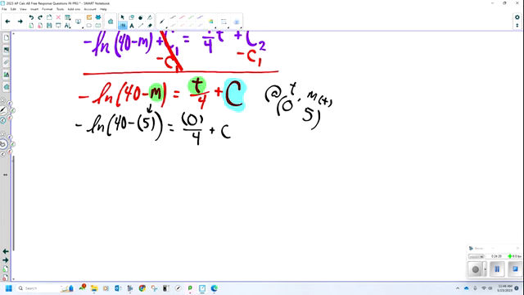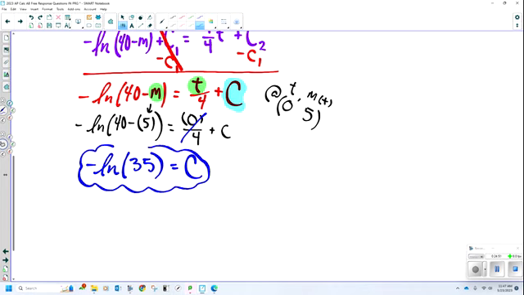Go up here. Now, 0 goes bye-bye, so this side, this is my constant. It equals the negation, or negative ln, of 40 minus 5, which is 35. That's it. Don't try and get fancy with it. You don't have a freaking calculator. So this value is going into C, right here.